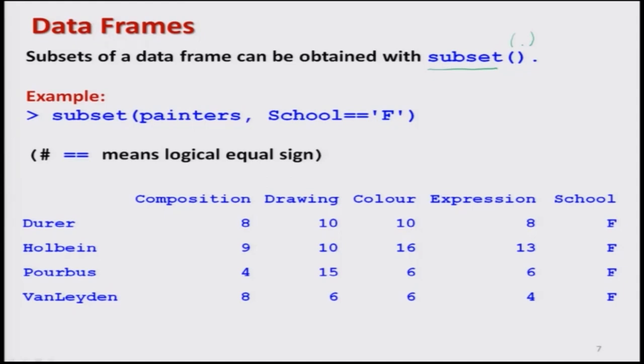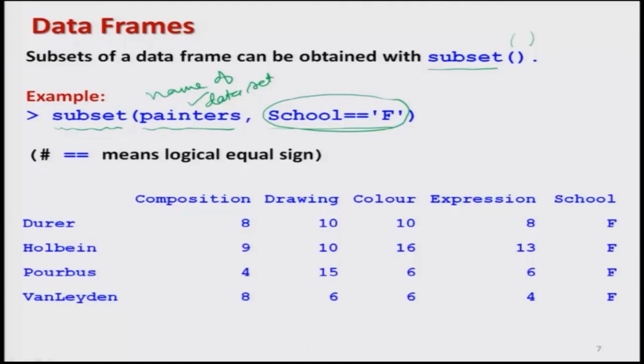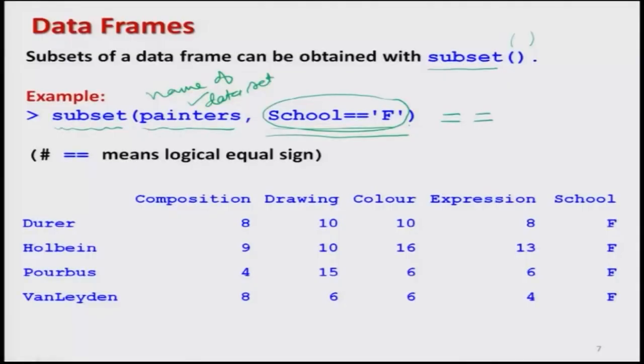So we are again going to use the data set painters. So I write down subset, then the name of the data set, and then the options which I want to use. Suppose I want to extract a subset of the data set from this data frame painters, where the school is actually F. You can see here I have used the double equality sign, which means the logical equal sign, exactly equal to. So now I am asking R to provide me those data values from the entire data set for which the value of the variable school is F. And this F is written inside double quotes, that is the standard notation.